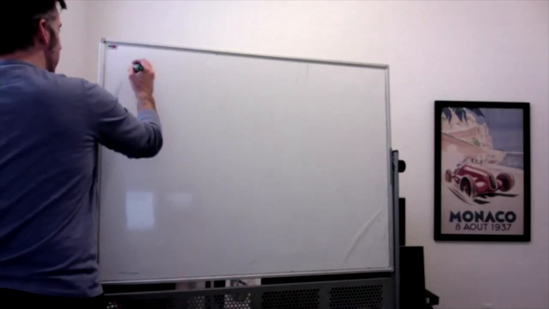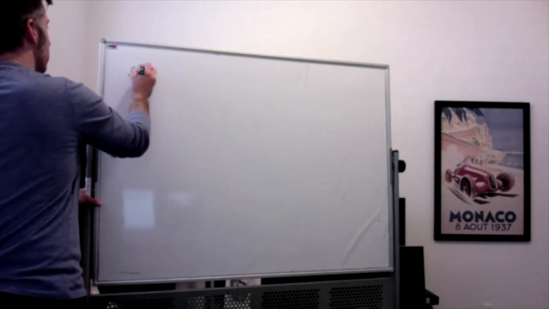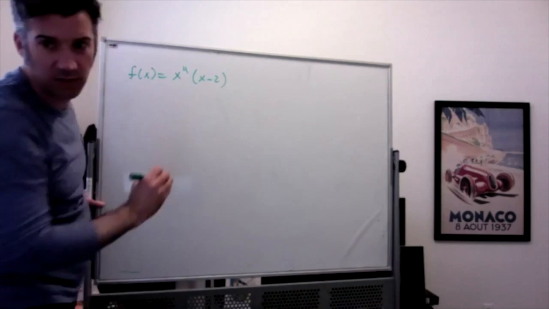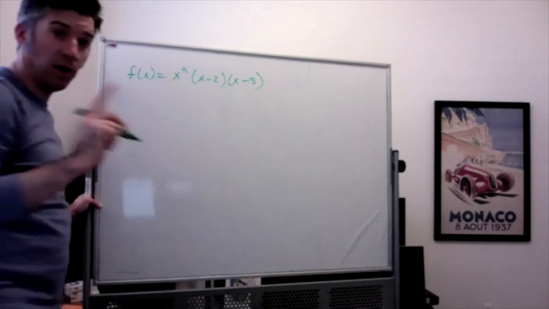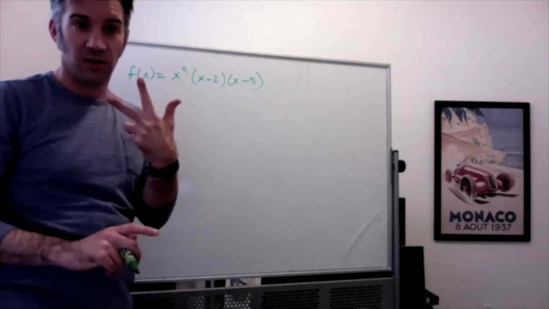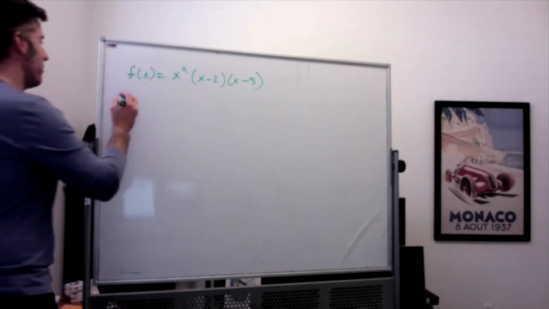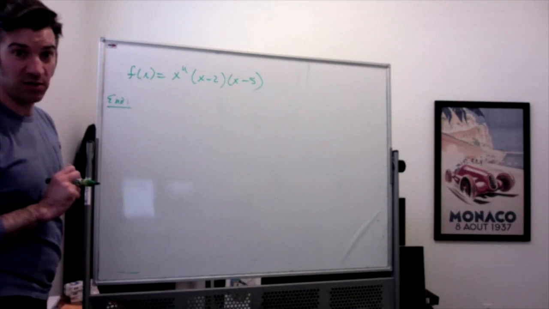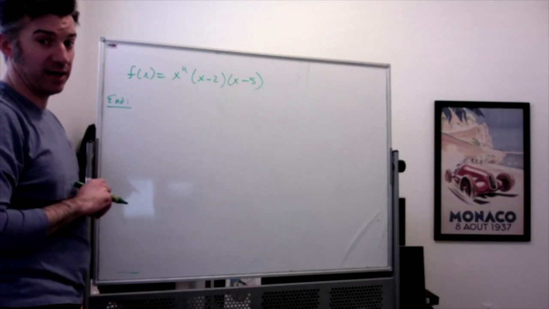So let's look at this one. What is it here? f of x is x to the 4th times x minus 2 times x minus 5. It's a polynomial. So we only have to worry about end behavior and intercepts. There's no asymptotes at all when it's a polynomial. So end behavior, what's the degree of this polynomial? What's the highest power of x if you were to multiply it out?